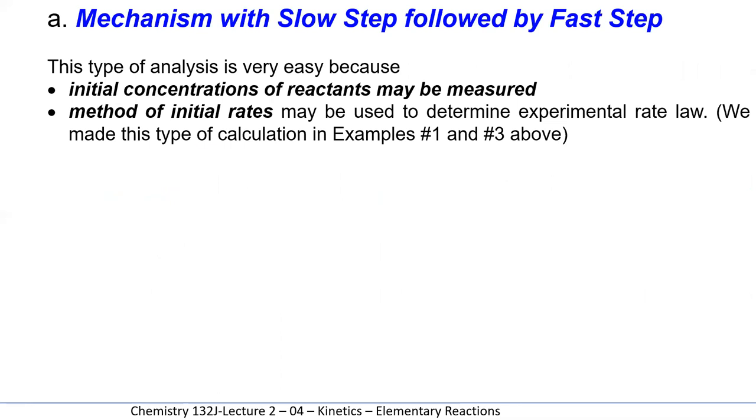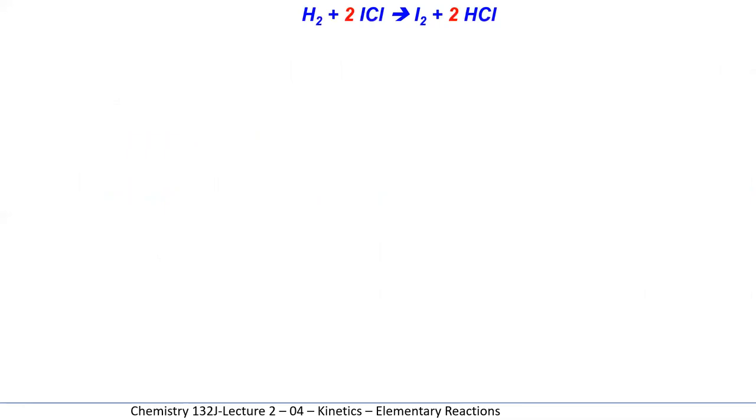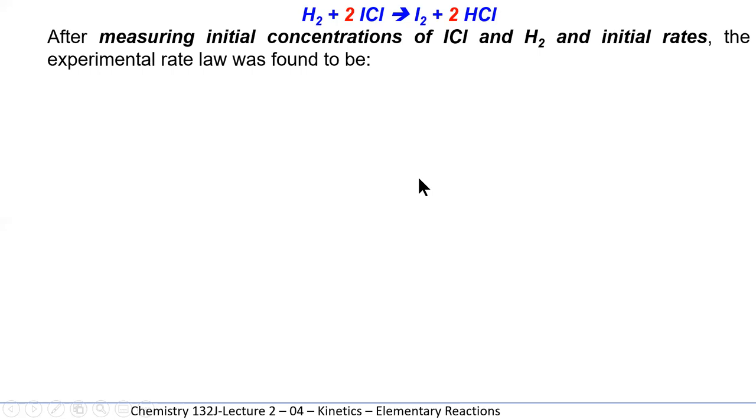So consider this reaction. We have hydrogen gas reacting with iodine chloride. And after measuring initial concentrations of iodine chloride and hydrogen gas and the initial rates, an experimental rate law was found to be k times the concentration of hydrogen times the concentration of iodine chloride. Now, when you look at this overall reaction, we can see that's not consistent, because obviously there must be an intermediate step that only involves one particle of ICl. That's what this would imply.